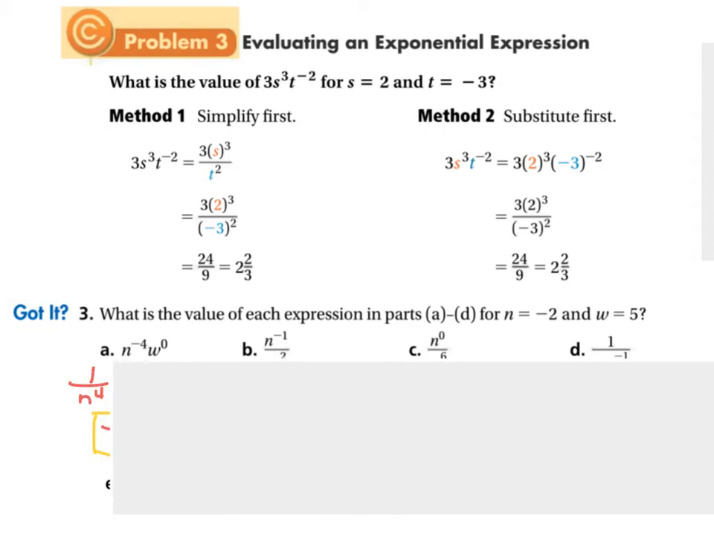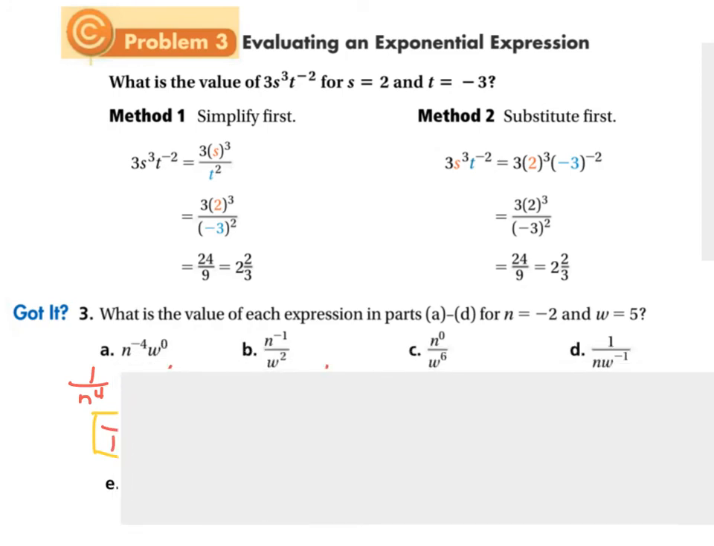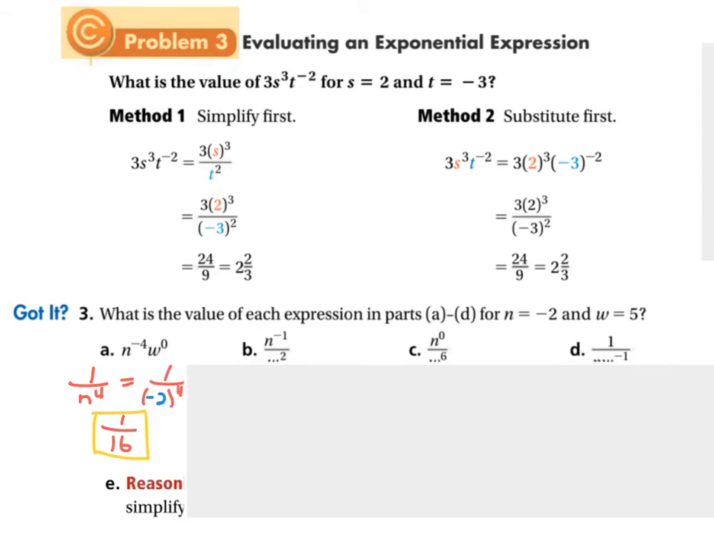We've got n to the -4 goes down to the bottom as 1 over n to the 4th. And of course, w to the 0 power is 1, so that's getting multiplied by 1, and it becomes a non-issue here. W to the 1st power is w. Multiplying this by 1 just keeps it what it is, the identity property of multiplication. And when you substitute in -2 to the 4th power on the bottom, -2 times -2 times -2 times -2 is 16. So we've got 1 over 16.